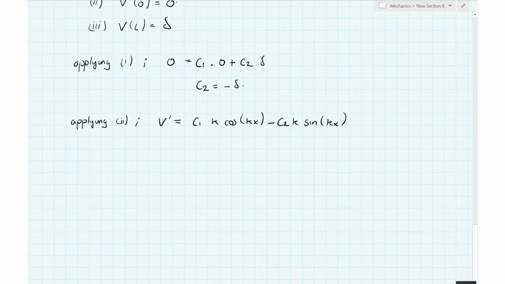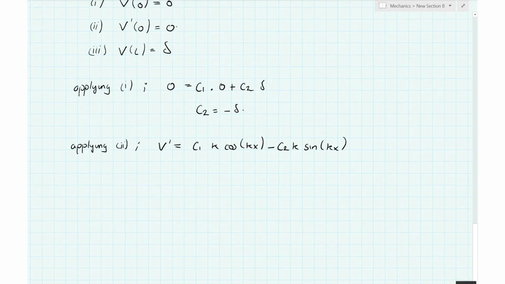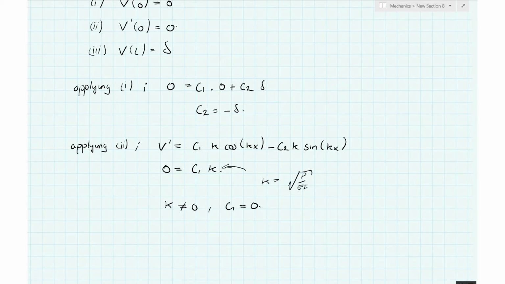and now subbing in our boundary condition, the left-hand side goes to 0. Now, 0 is equal to C1 times K. Don't forget, we made our substitution at the start to give us K equal to the square root of P over EI. Now, we know that K cannot be equal to 0 for obvious reasons, because these quantities aren't 0, which means C1 must equal 0.